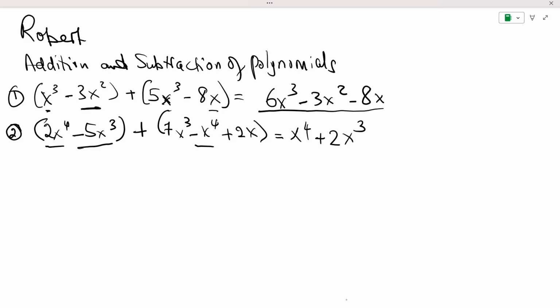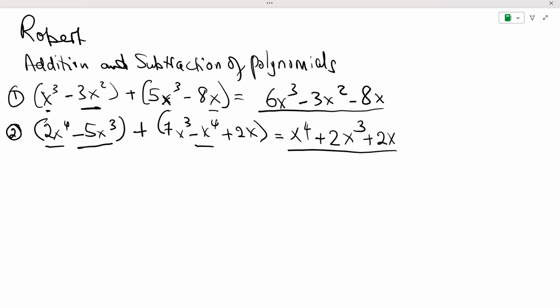And then that's it with the first polynomial. So we look at the second polynomial, and we have 2x here, which is positive. So plus 2x. That would be our final answer.